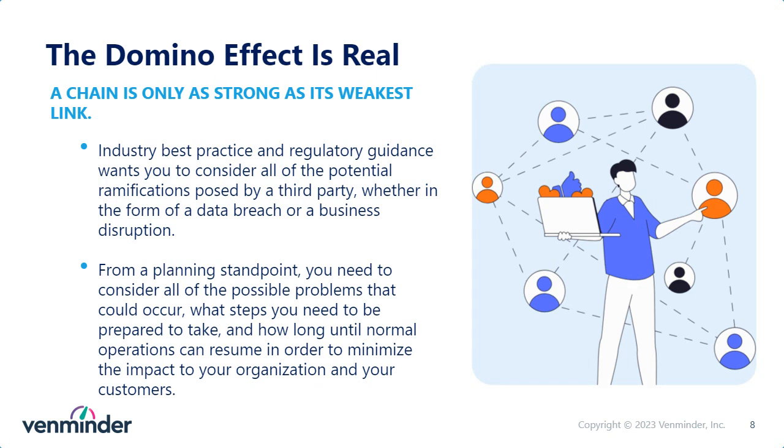Industry best practice and regulatory guidance wants you to consider all potential ramifications posed by a third party, right? Whether this is in the form of a data breach or a business disruption, they want you to understand what could happen, how it could happen, and then proactively prevent it from happening. So from a planning standpoint, you need to consider all the possible problems that can occur. That means what steps you need to be prepared to take and how long until normal operations can resume, just to minimize the impact to your organization and your customers. So it's really about evaluating that risk and then proactively preventing it as much as you can, or at least softening the blow if it does happen.